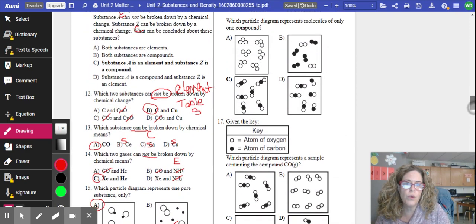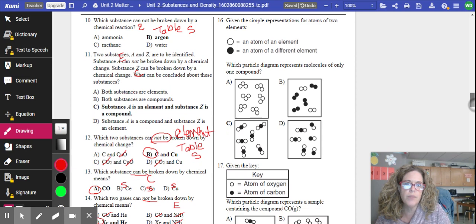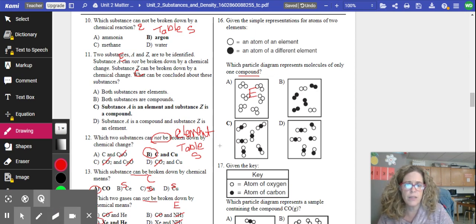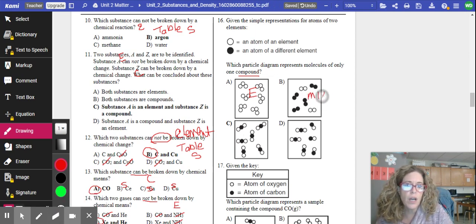All right, let's go over here, particle diagram number 16. Which particle diagram represents molecules of only one compound? So I need more than one little picture. This is an element, because they're all the same in the box. This is a mixture of elements. It's not compounds. These are all the same in the box, and I have two different symbols joined together, so this is definitely a compound. But now let's examine this. This is a mixture of compounds. So that's why this one's going to be choice C.